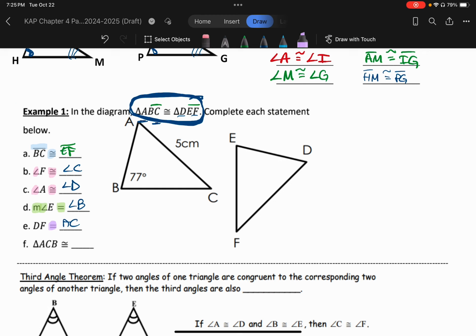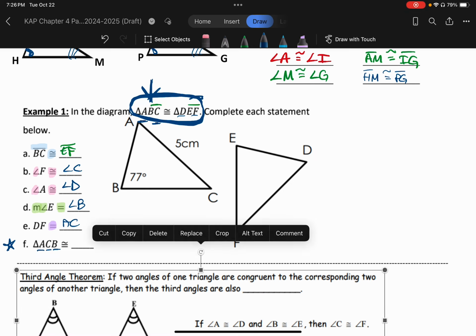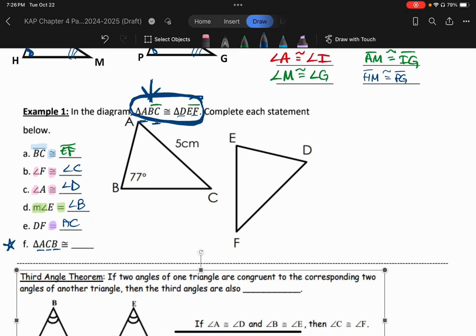Now we go ahead and complete the congruency statement. This part F is having us write the congruency statement, and we have the congruency statement circled here in example 1. Triangle ABC is congruent to DEF, but look at how they shifted the order. It says now ACB, so if I'm looking at this part right here, ACB is first, third, second. So it corresponds in the second triangle to first, third, second, which would be triangle DFE.